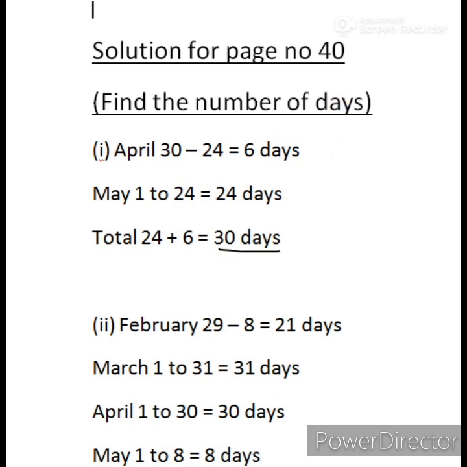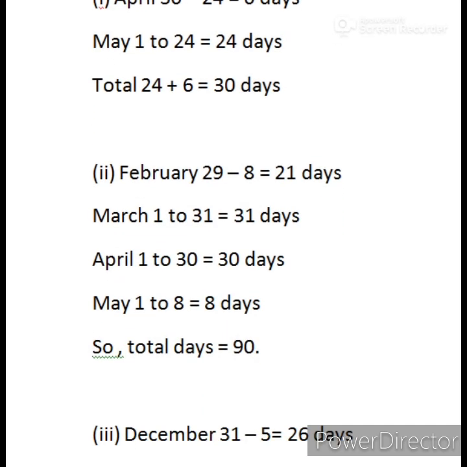Now find out the second question. February 8 to May 8. This year, February is a leap year, that means it has 29 days. So this calculation we have to find. February 8th is given, so 29 minus 8.